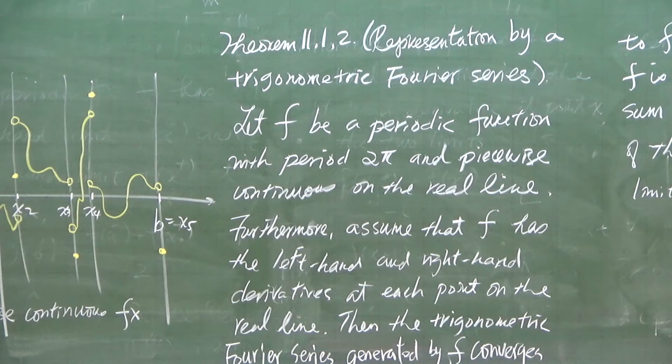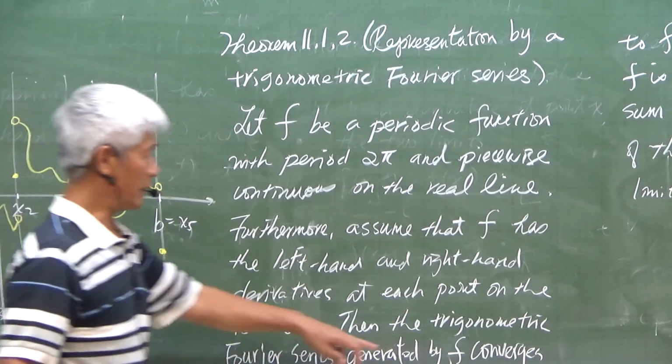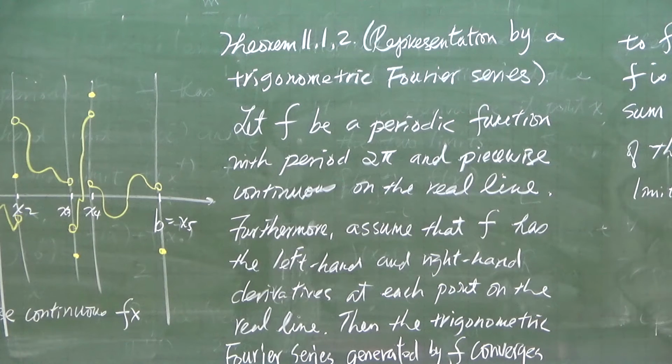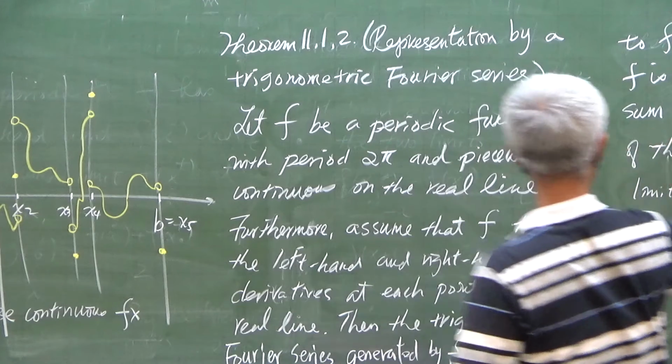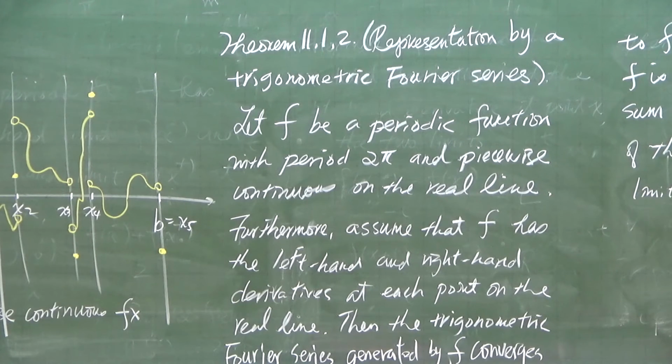the trigonometric Fourier series generated by this periodic function f converges to f of x, to the function value, if f is continuous at x. For example, for our point here, the Fourier series converges to the function value f of x. And if f is discontinuous at x, then the series will converge to the average of the right-hand and left-hand limit.